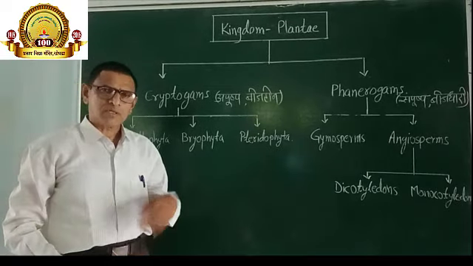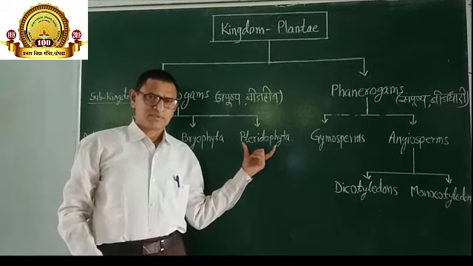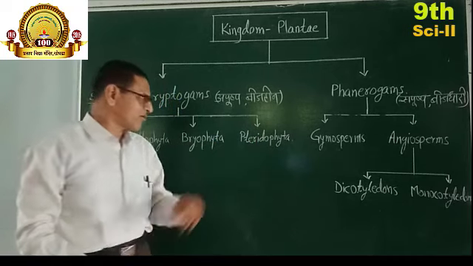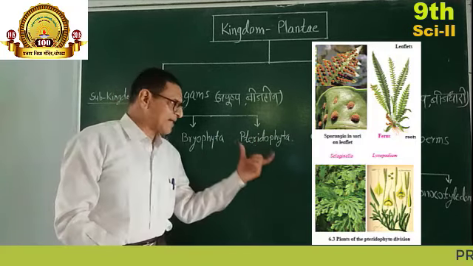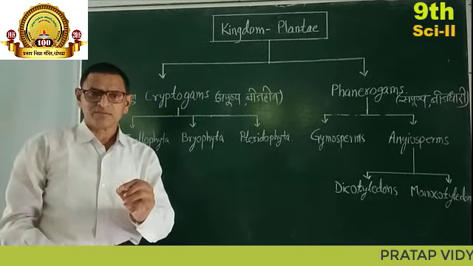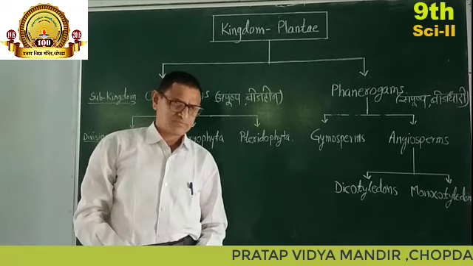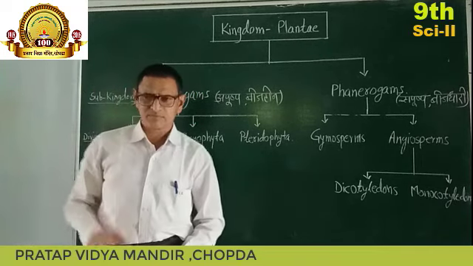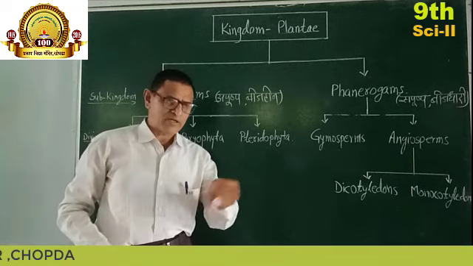Now the third division, Pteridophyta. We see the characteristics of plants which are included in the pteridophytes. The plants having well developed root, stem and leaf. Here three body parts are present. That is why they are included in pteridophytes.